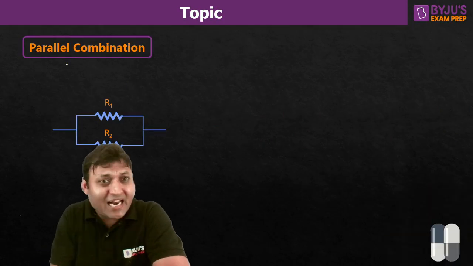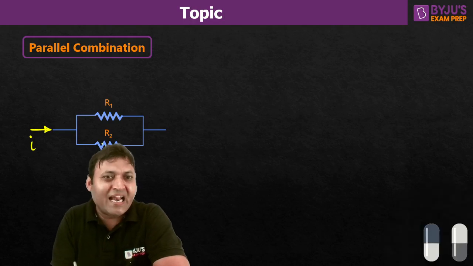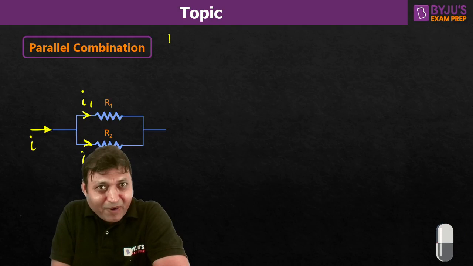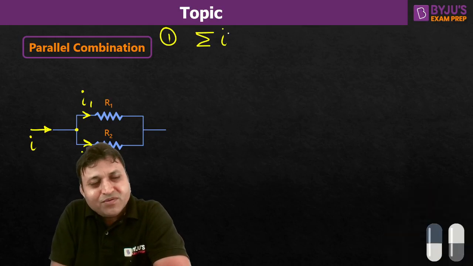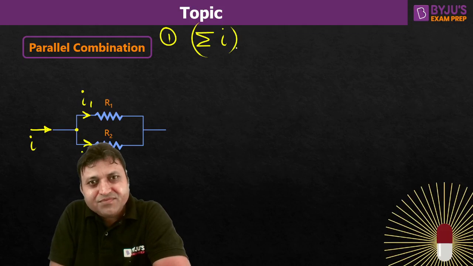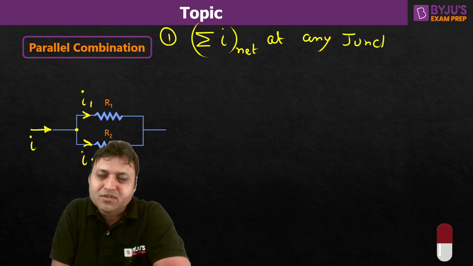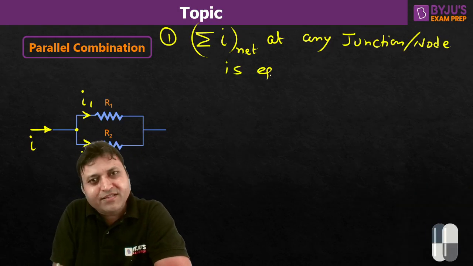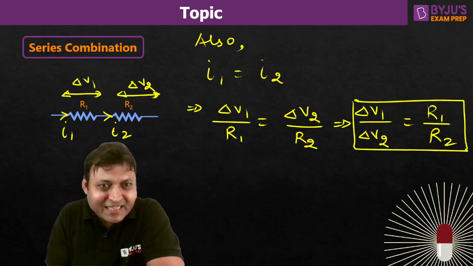Now, if we talk about the parallel combination of resistances, if R1 and R2 are connected in parallel, let me call this I1 current and this I2. The first expression says that net current flow at any junction or at any node will be equal to 0, and that concept we can apply for the series combination also. This is the junction.